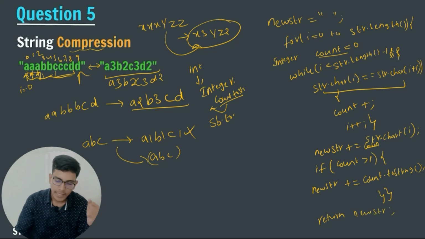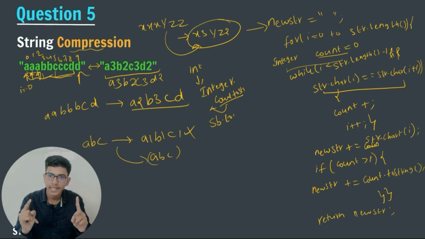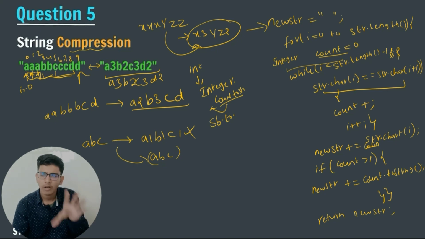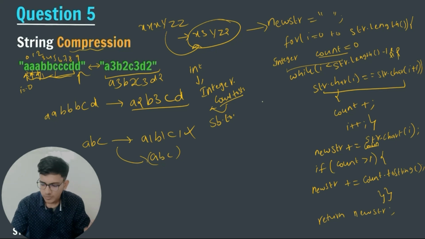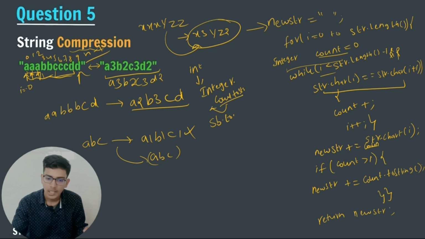That's all. So what I'm going to do, first of all, I will create a new string and assign it empty. After that, I will run a for loop. In the for loop, I will create an integer count. After that, in the while loop, I will check whether my first character is equal to my second character, and I will also keep my i within bounds, because I need to know how many times I have to run. I am running n minus 1 times, right? So I need to provide this condition in my loop.